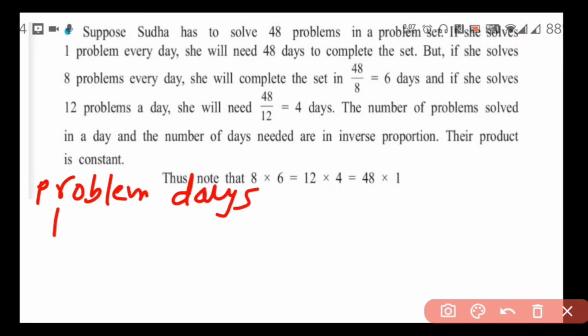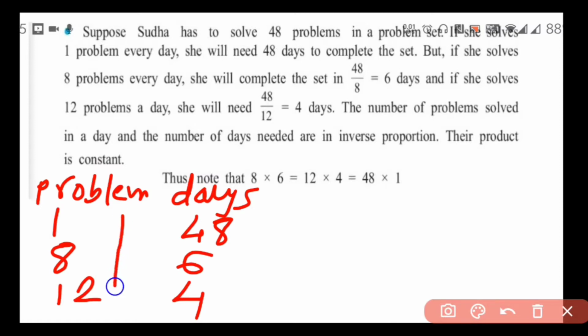So one problem: if she solves one problem in one day, she will require 48 days. If she solves 8 problems in one day, she will require only 6 days. And if she solves 12 problems in one day, she will require only 4 days. That means the number of problems she solves is increasing, but the number of days is decreasing.